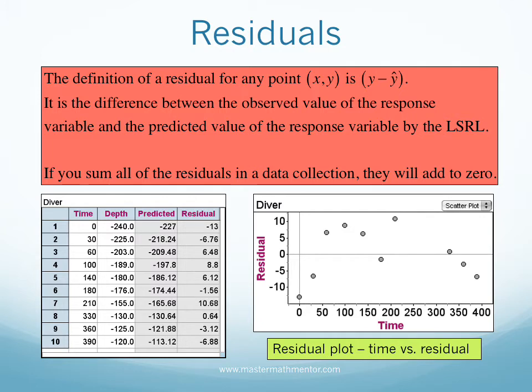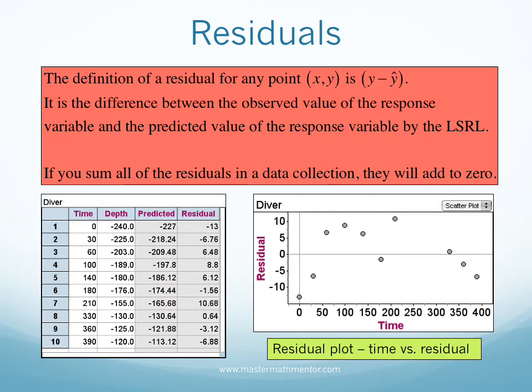The first data point in the table is (0, negative 240). The predicted value at time equals 0 is negative 227. Negative 240 minus negative 227 equals negative 13. That is saying that the observed value is 13 below the predicted value.